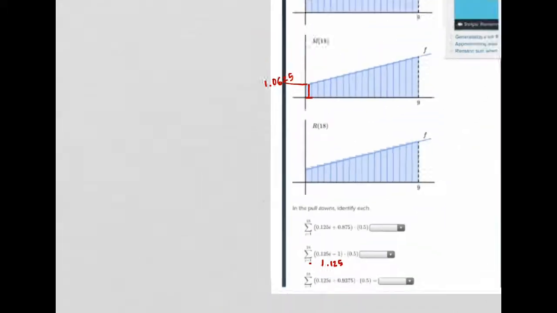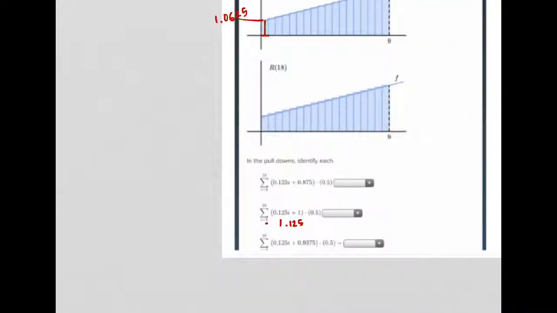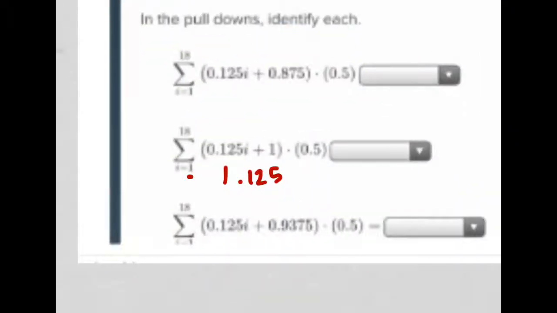Let's see what this is. If we plug in 1 there, then we just get 1.125, right? That's what that is, if i is 1. So that's not going to work. So I'm assuming that M18 is not this one. So maybe this is M18.